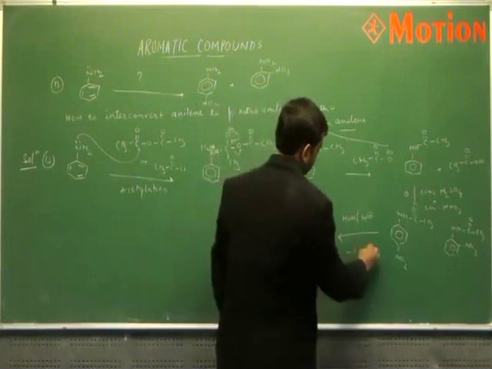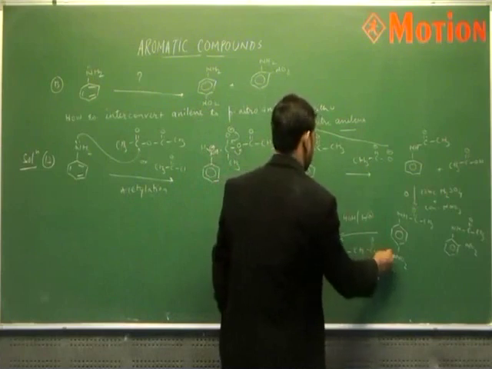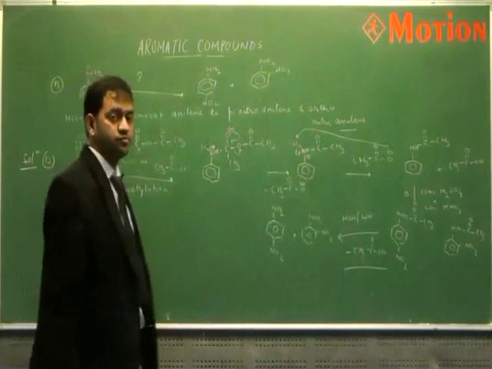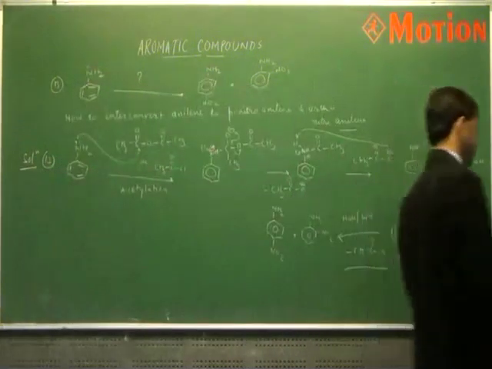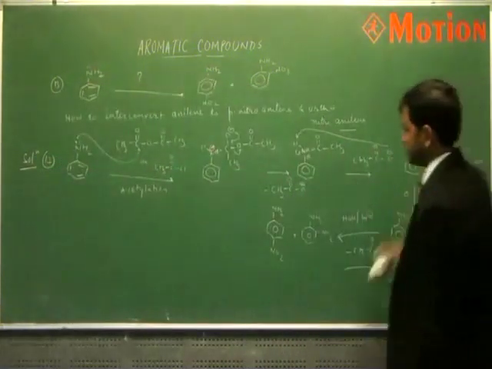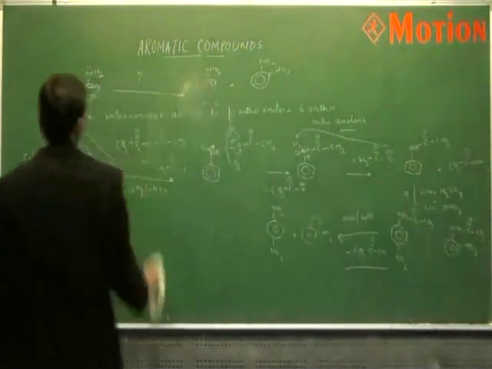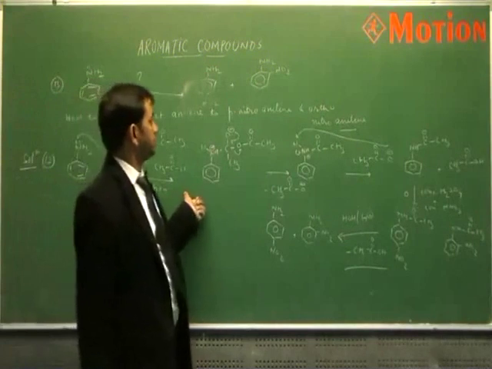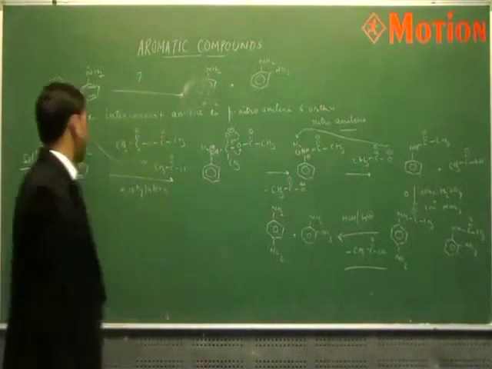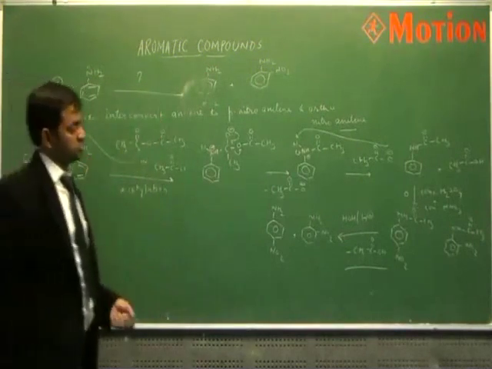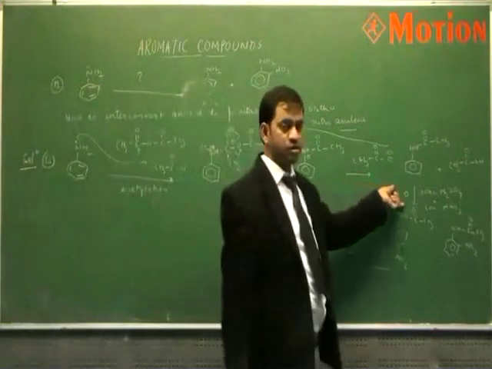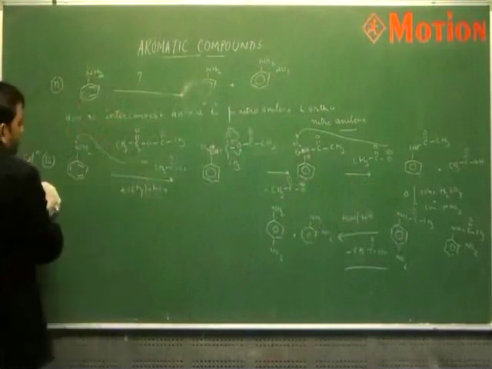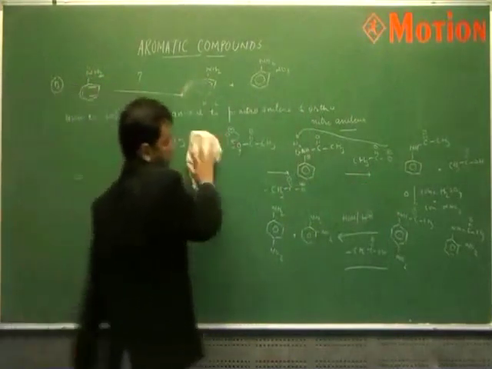So we have done it indirectly. If direct nitration is done, then it converts NH2 into NH3 plus, which gives the meta product. So no direct interconversion.